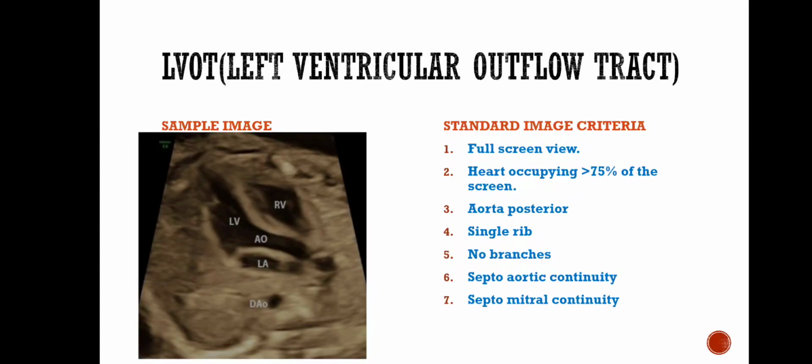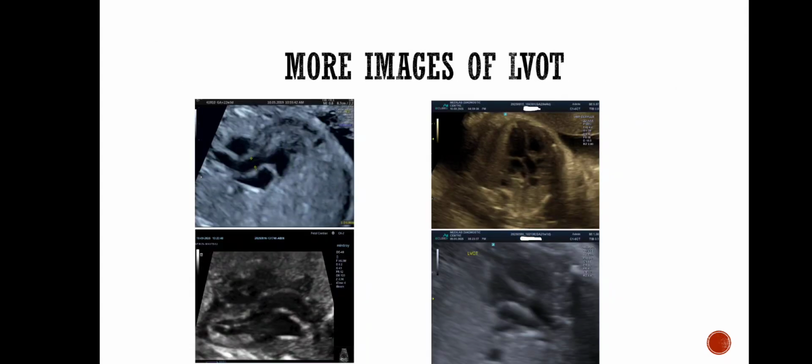Now come to the left ventricular outflow tract. After obtaining a satisfactory four-chamber view, sweep cephalad to visualize the left ventricular outflow tract. The aorta should arise smoothly from the left ventricle with uninterrupted septo-aortic continuity. The vessel should appear as a single vessel without branching. This view confirms the normal connection between the left ventricle and the aorta. These are more images of LVOT, apical view, transverse view, etc.